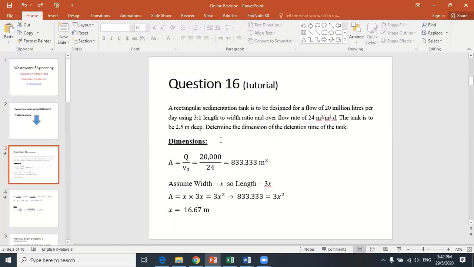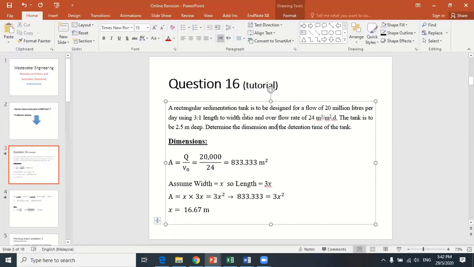Okay, now the tank is to be 2.5 meters deep. Determine the dimensions of the tank and the detention time of the tank. Okay, first of all, we want to measure the dimensions. So the area, dimension means area and depth. So area equals Q over V naught. Q is 20 million liters per day, which is 20,000 meter cubed per day, over 24, which is the V naught overflow rate, equals 833 meter squared.